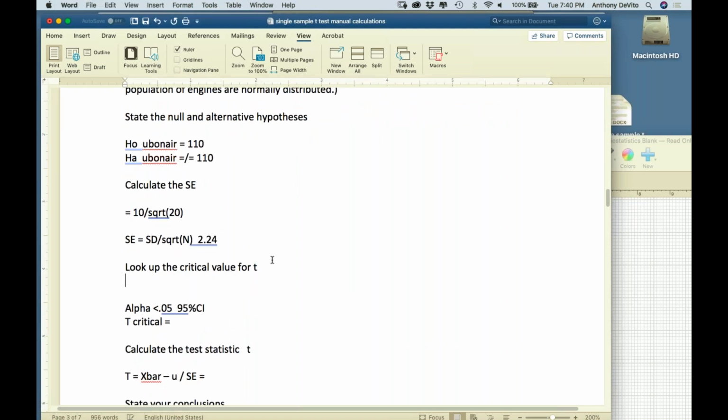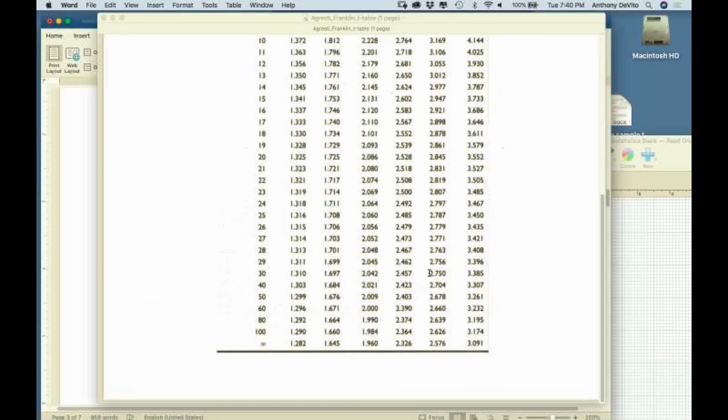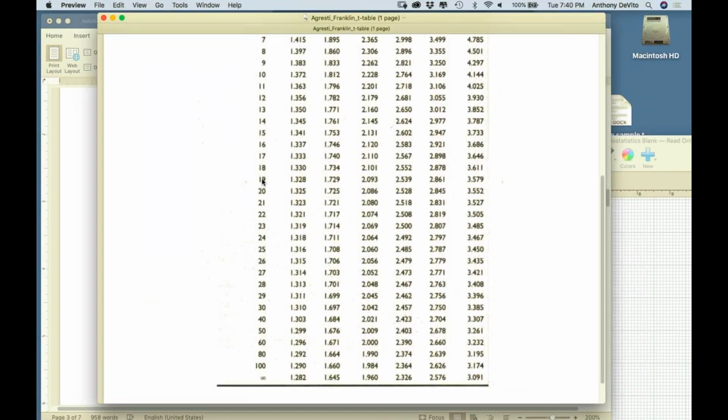Now what's the critical value I need? The critical value that I need for t critical has nothing to do with anything else. It only has to do with the probability, the chance of being wrong I'm willing to accept. In this case, it's 5%, alpha 5%, and the sample size. Only two things you need for that. Don't need any of that other information. Okay, so this sample size is 20, so 19 degrees of freedom. And for 19 degrees of freedom and alpha of 5%, it's 2.093.